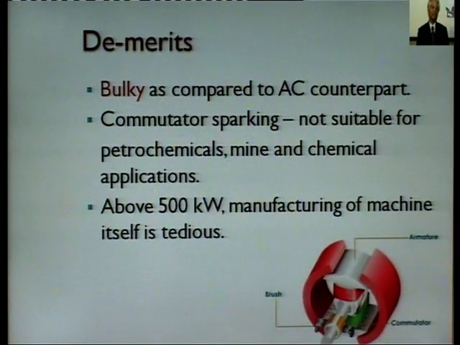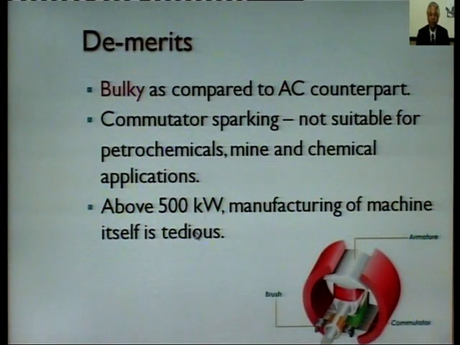So, what are the demerits in this system? Let us see. This system is no doubt a very efficient and very good system, but some of the demerits are pointed out here. It is bulky as compared to its AC counterpart. If you compare it with the AC drive, this is a very bulky drive. There is commutator sparking, because a DC drive has the commutator as an integral part of it. This sparking is not suitable for petrochemicals, mines, chemical applications, because there is a fire hazard. So, commutator sparking is not desirable at all. It is a kind of demerit.